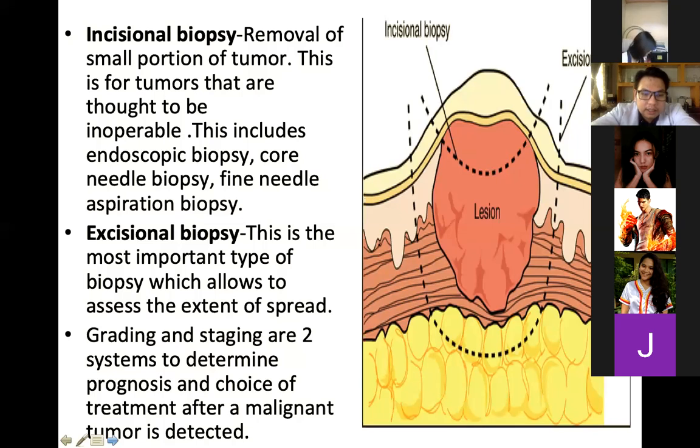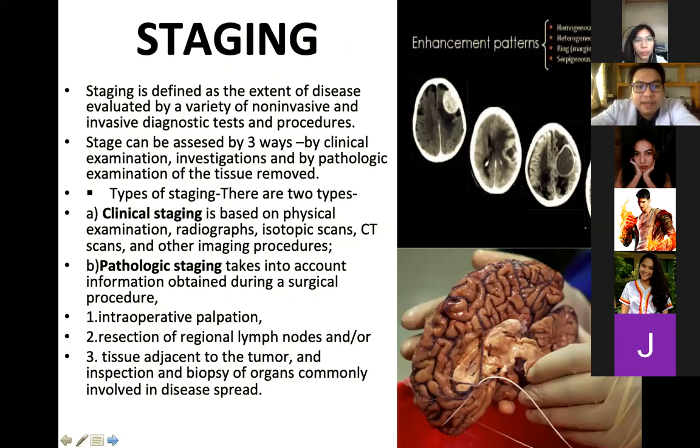For grading and staging, it determines the prognosis and the choice of treatment after a malignant tumor is detected. So why is it important to grade and to stage tumors, class? It is important so that we can determine the treatment for that type of tumor. Staging, class, is defined as the extent of disease evaluated by a variety of non-invasive and invasive diagnostic test procedures. We have three ways: clinical, investigations, and pathologic.